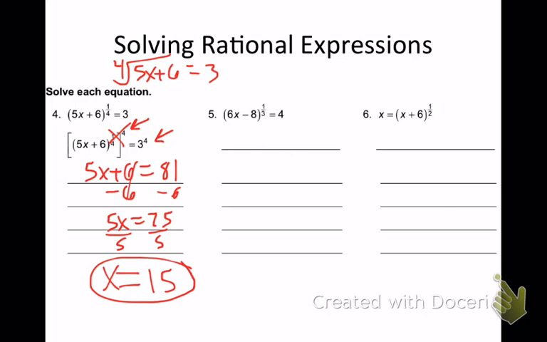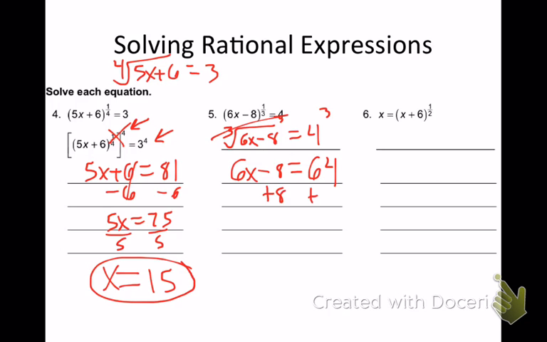All right. Number 5. 6x minus 8 to the 1/3 power equals 4. What's the same thing as a 1/3 power? Cube root. So I have the cube root of 6x minus 8 equals 4. What's the opposite of a cube root? 3rd power. 6x minus 8 equals, what's 4 to the 3rd? It would be 64.